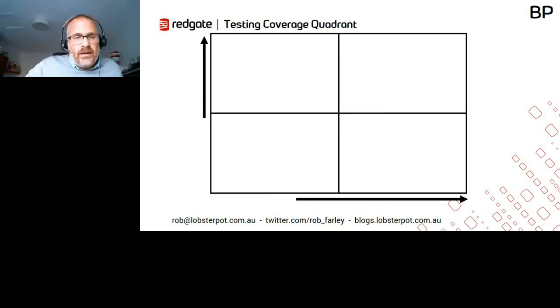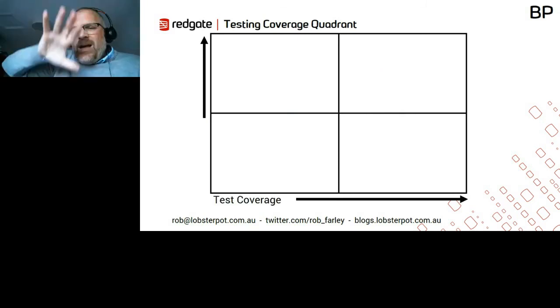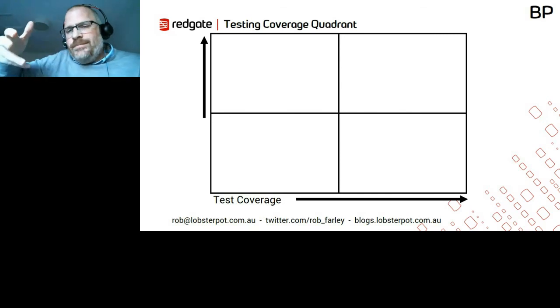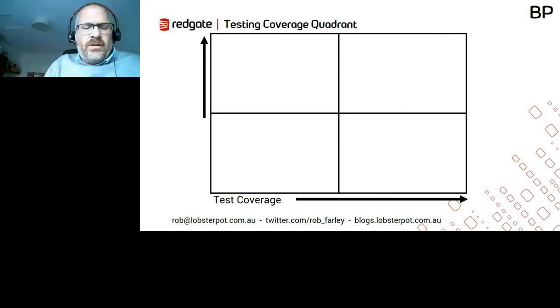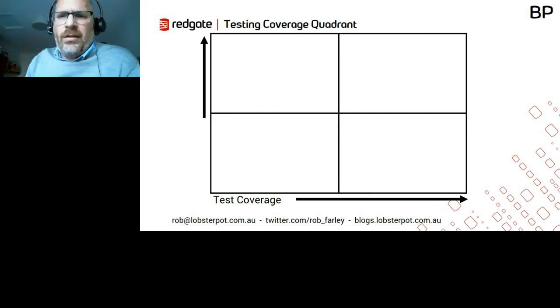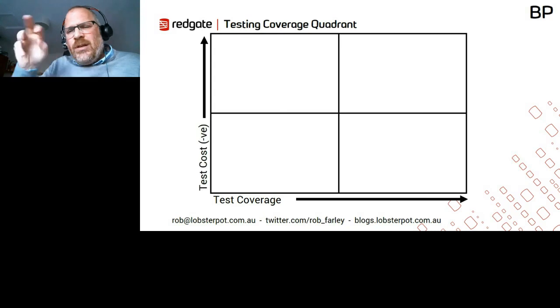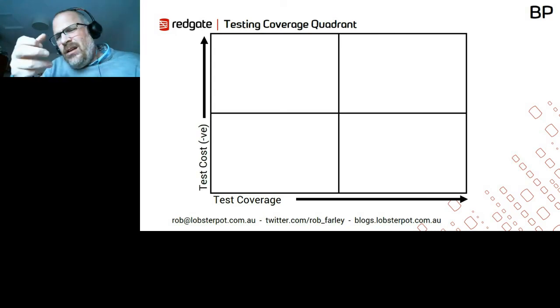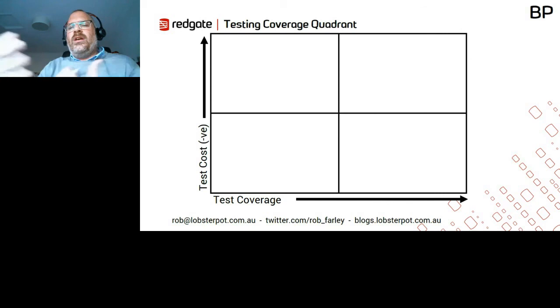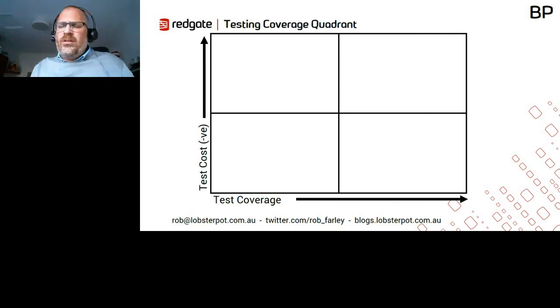Another quadrant that I like to talk about is testing coverage. I kind of figure that the amount that a particular test covers of the area that you want to be able to test is offset by the cost. Now, I don't really know what the negative cost is. It's not value, because value also talks about what you get for it. I just want to make it cost, but put a note on there to say it's kind of negative.